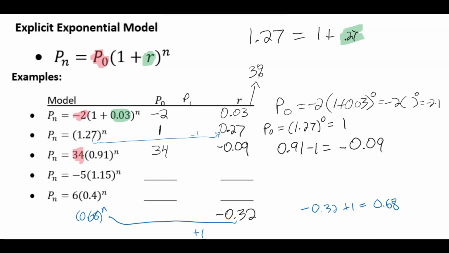Okay, go ahead and pause the video and do these last two examples and see what you get. What you should get is the first term is negative 5, and 0.15 is the rate. The P sub 0 for the next one is 6, and negative 0.6 is the rate. All right, I hope this helps.